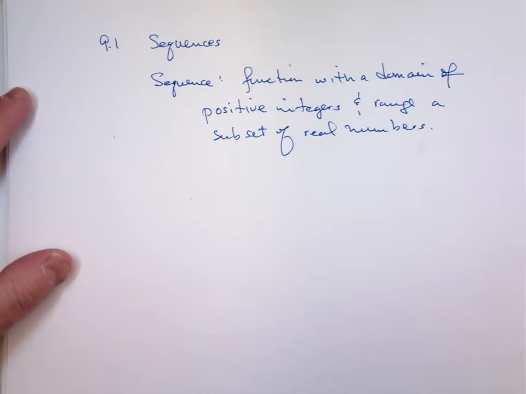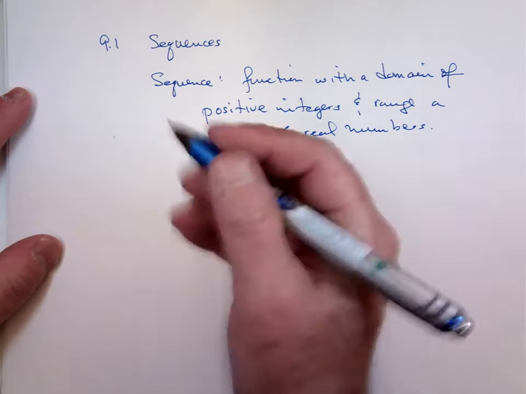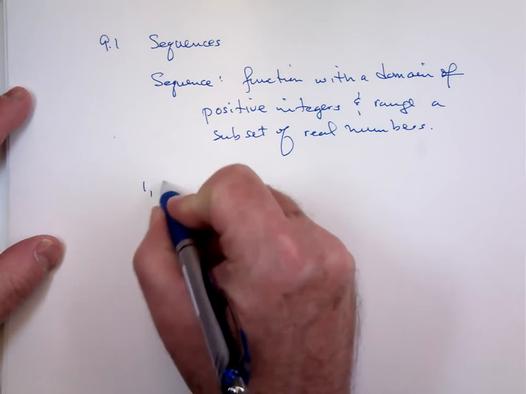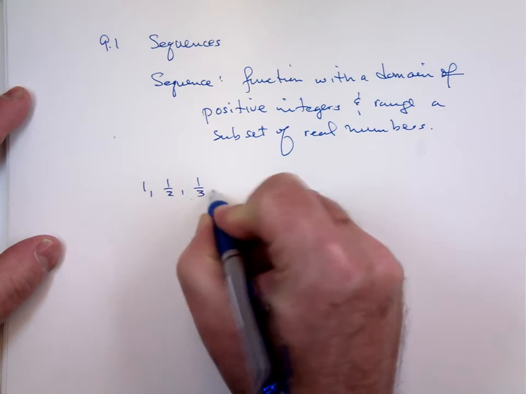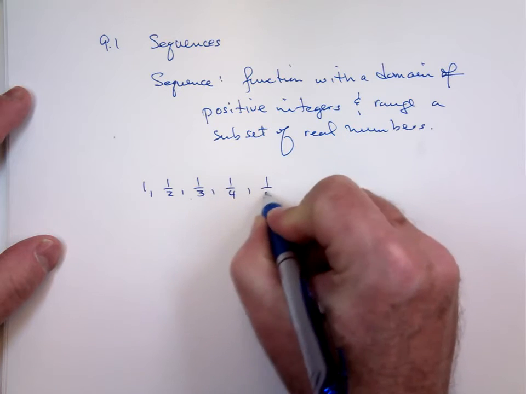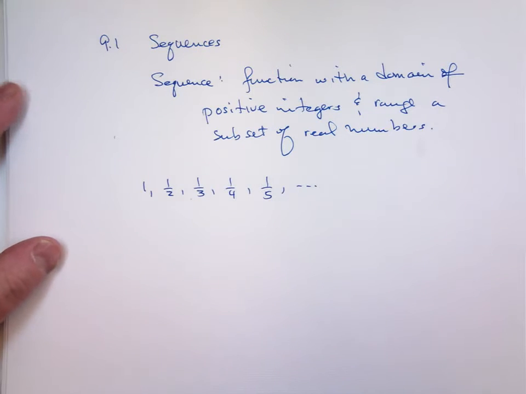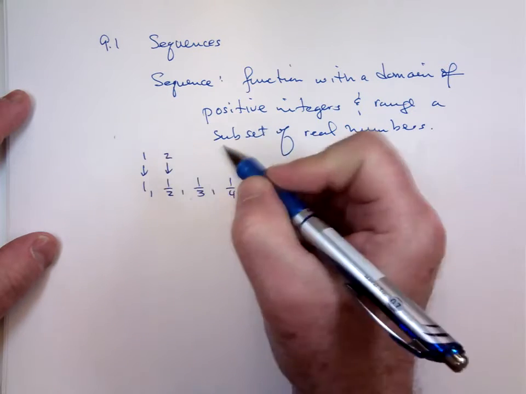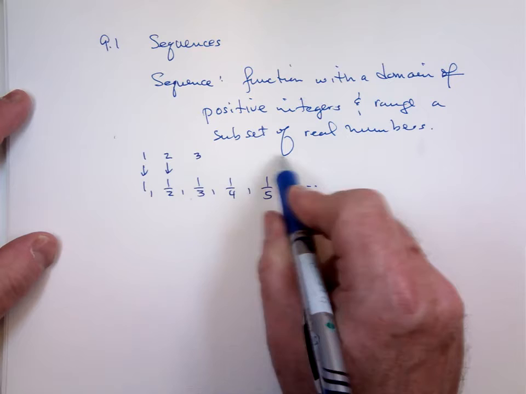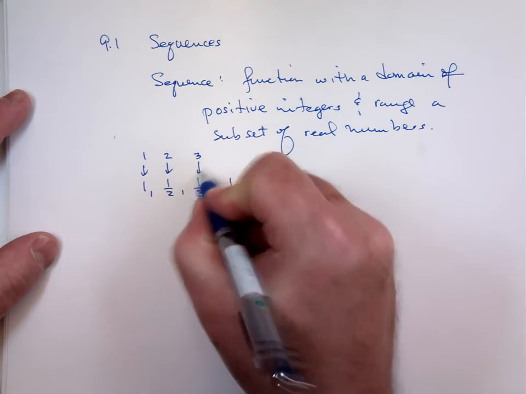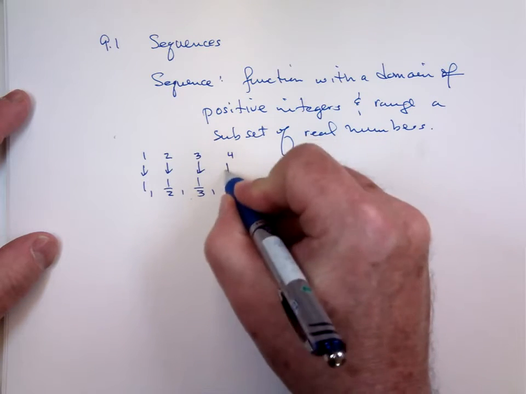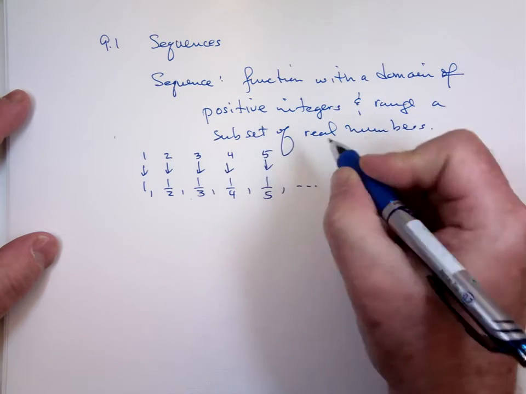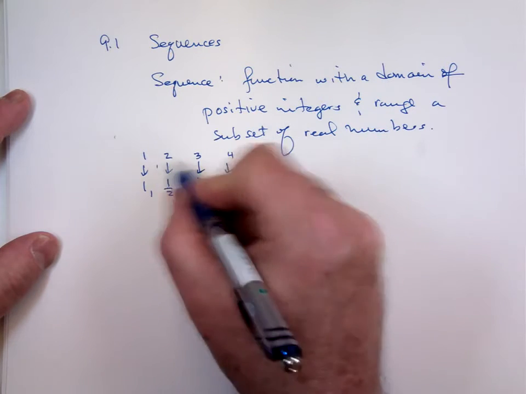Basically, a sequence is a list. For example, this is a sequence. 1, 1/2, 1/3, 1/4, 1/5, etc. These are the elements of its range. The domain is 1 goes to 1, 2 goes to 1/2. These are the positive integers, okay? That's its domain. 3 goes to 1/3, 4 goes to 1/4, 5 goes to 1/5, etc.